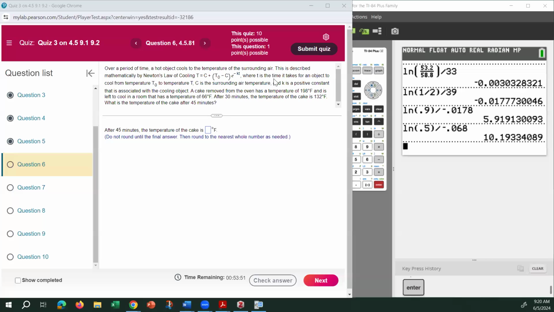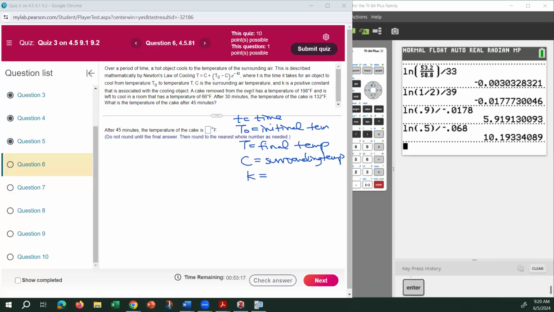So t is time. Let me label it because there are a lot of variables. t is the time it takes for an object to cool from the initial temperature, T not, to the final temperature, T, and C is the surrounding air temperature, and k is the positive constant associated with the cooling object.